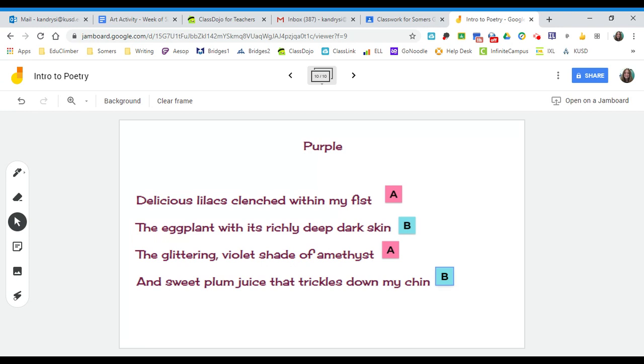All right, so go ahead and give it a try. When you're done, if you want to type it up in Google Drive and share it with me, that would be wonderful. Or take a picture of what you wrote, however you want to share your poem, or bring it to our Google Meet, and that would be a lot of fun to hear.